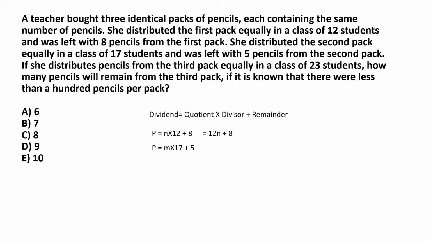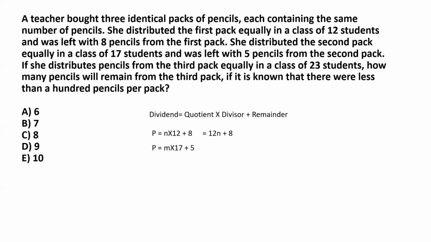If we assume that each in the class of 17 got m pencils when the division was made, so the division was equally made, so each student got the same number m. So we can write P is equal to m multiplied by 17, and then there were 5 pencils that were left, right? So this is from the second pack. So we can write P is equal to m multiplied by 17 plus 5, right? And P is still the same, right? So each pack had the same number of pencils. So P, the quantity P, is identical.